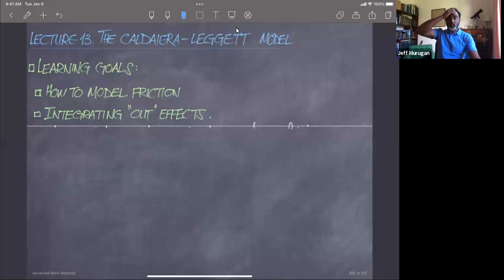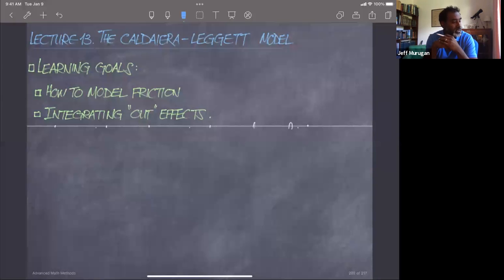All right. So today I want to apply the kinds of things that we've been talking about with Green's functions to a very specific and really cool model called the Caldeira-Leggett model of friction. So our learning goals today are twofold. One is we'd like to understand how we model friction. So by this I mean the following.